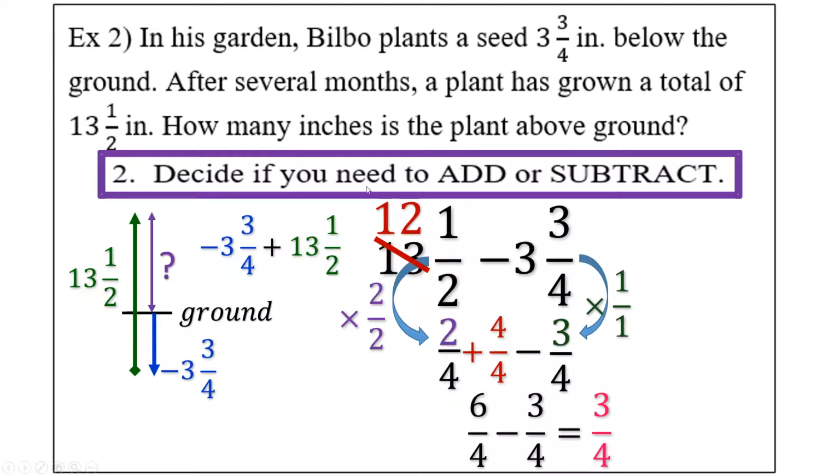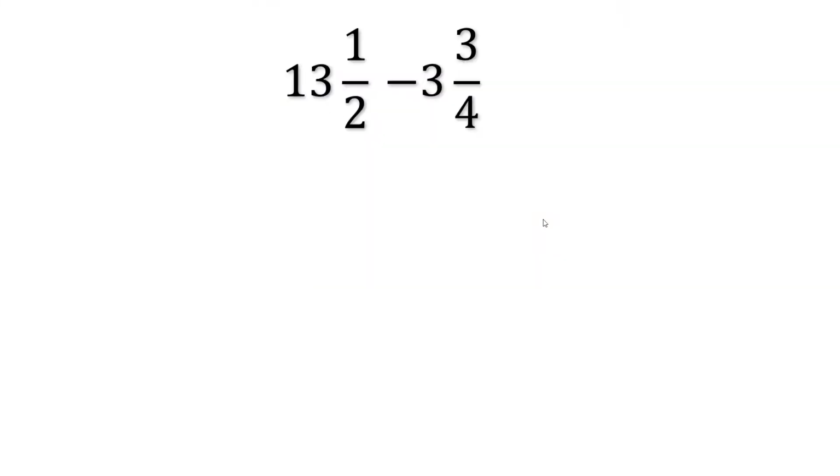And now we can subtract our whole numbers. 12 minus 3 is 9. So it means that this plant is 9 3/4 inches above ground. Now, if that method did not make sense to you, I am going to show you the traditional method next.